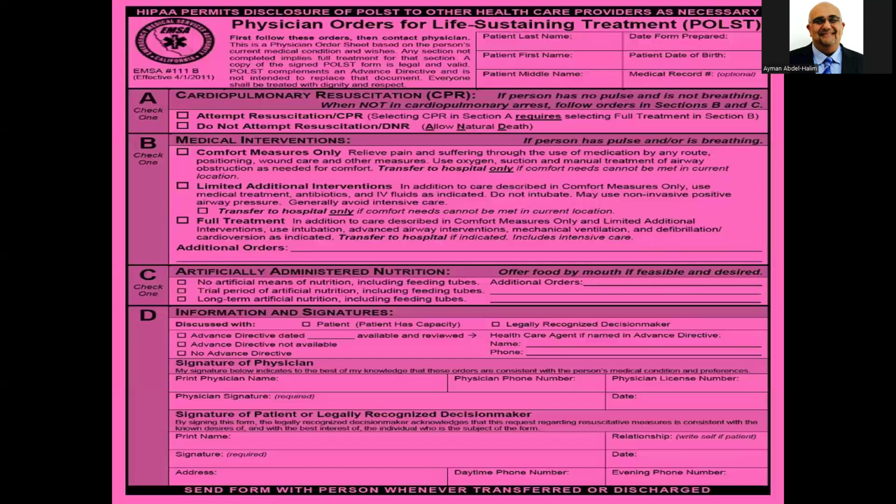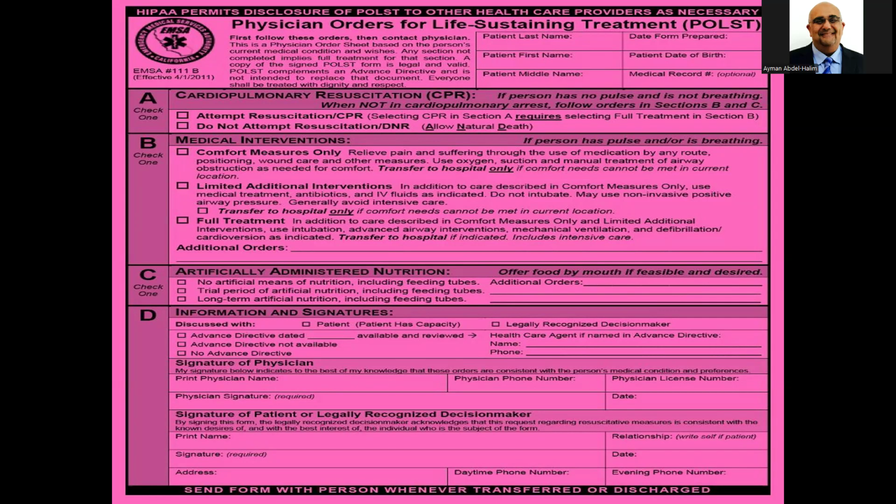In the United States, they have an important document called the POLST, or Physician Orders for Life-Sustaining Treatment. This is composed of four items. Item A is cardiopulmonary resuscitation, B is the medical interventions, C is artificially administered nutrition, and D is the information and signatures.